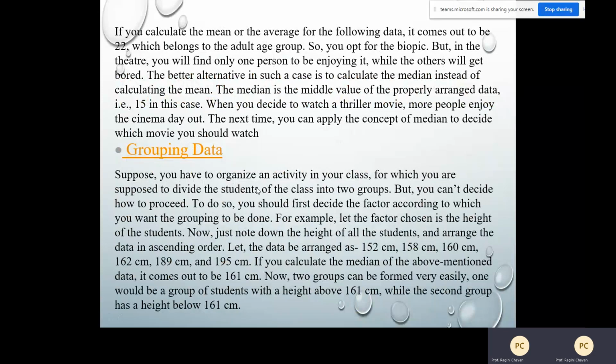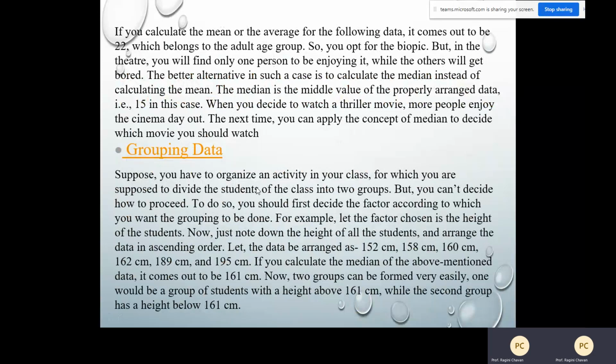The better alternative in such a case is to calculate the median instead of calculating the mean. The median is the middle value of the properly arranged data, that is 15 in this case. When you decide to watch a thriller movie, more people enjoy the cinema day out. The next time you can apply the concept of median to decide which movie you should watch.